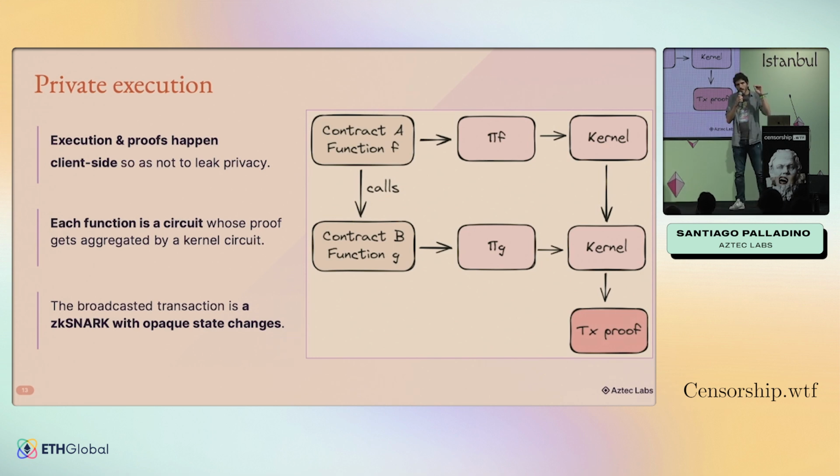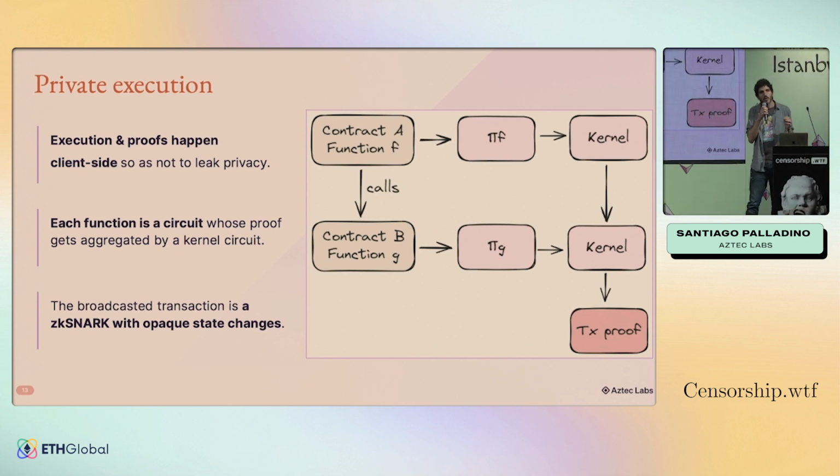So this means that each of these individual proofs is small enough to be run on consumer-grade hardware, in a mobile phone, and then gets aggregated and broadcast to the network.